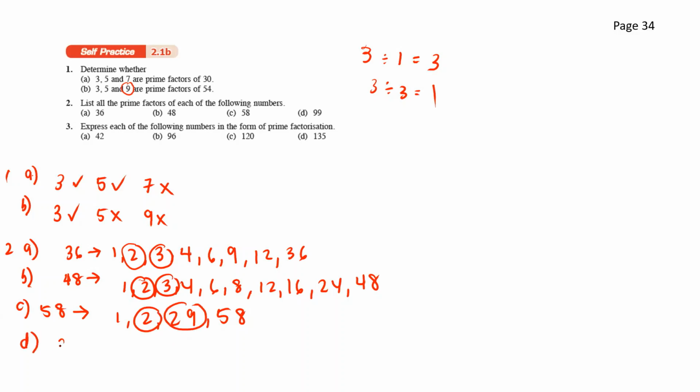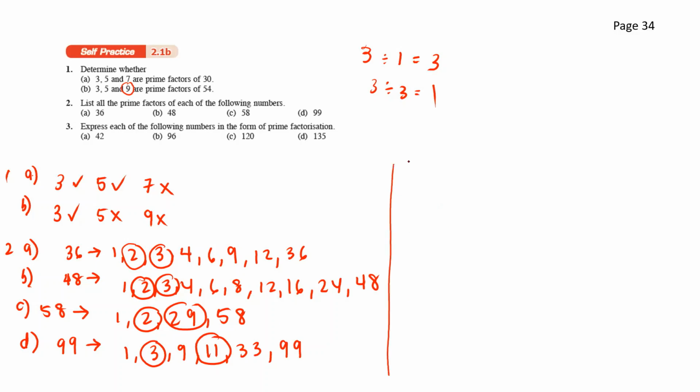And lastly, for D, 99, we have factors 1, 3, 9, 11, 33, and 99. However, the only prime factors here are 3 and 11.